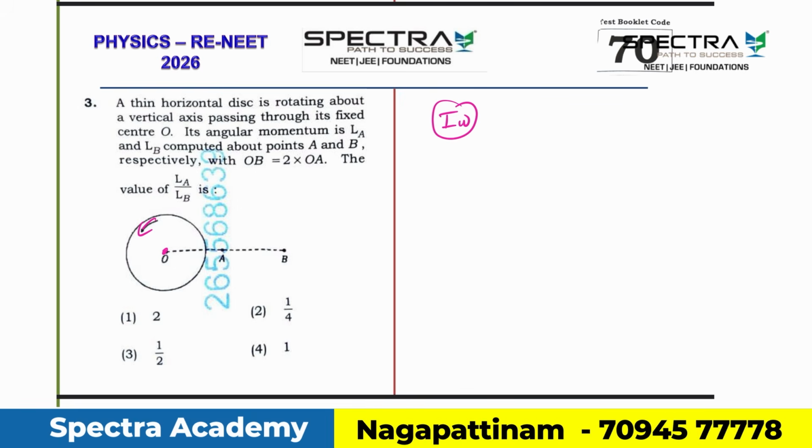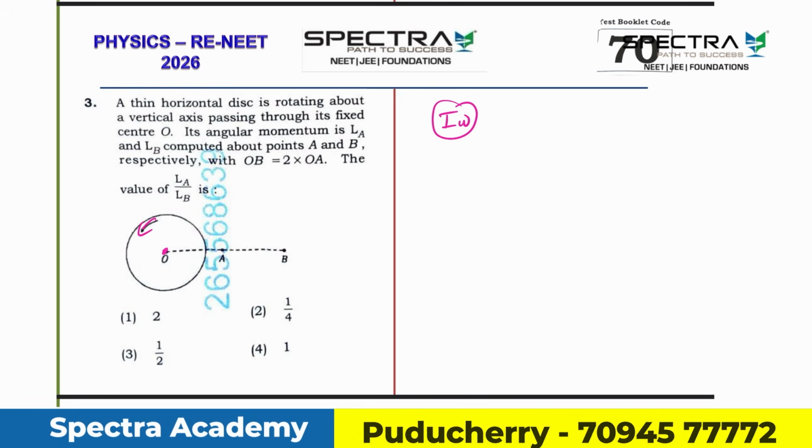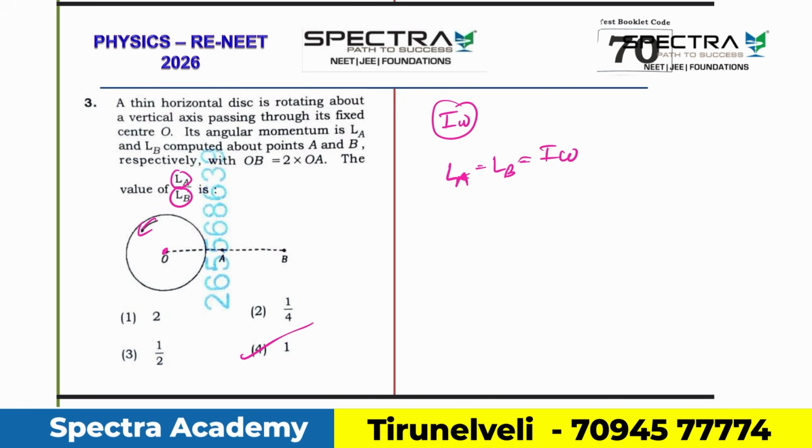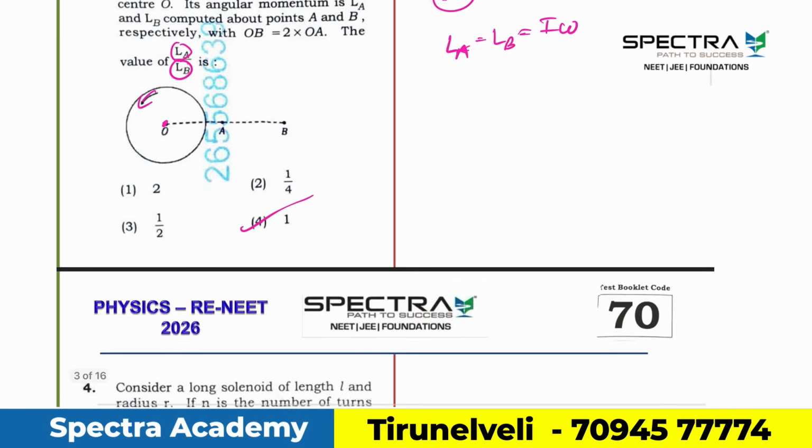So I is constant and it is rotating at a constant speed also. So angular momentum I omega will be same in both the cases, LA and LB will be equal to I omega itself. So what will be the ratio? 1:1. Fourth option will be the right answer.